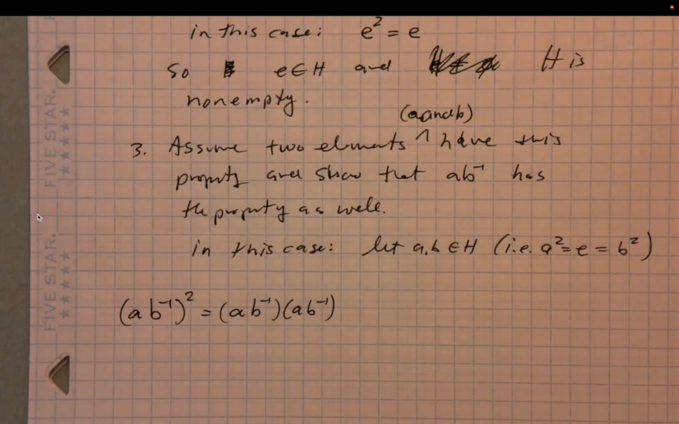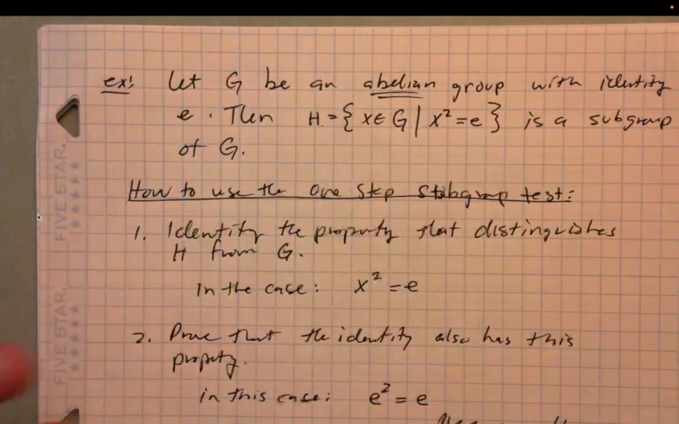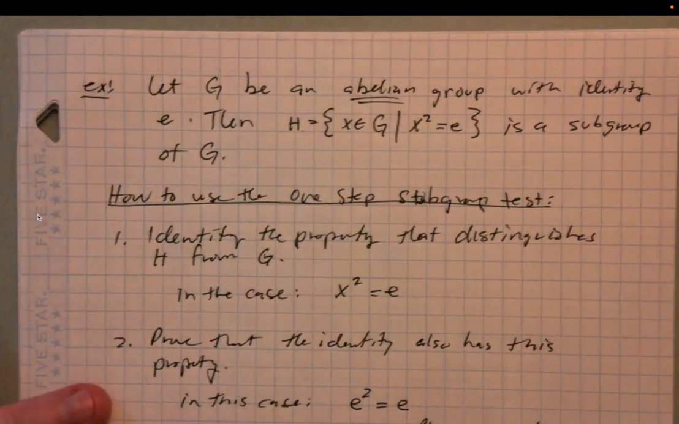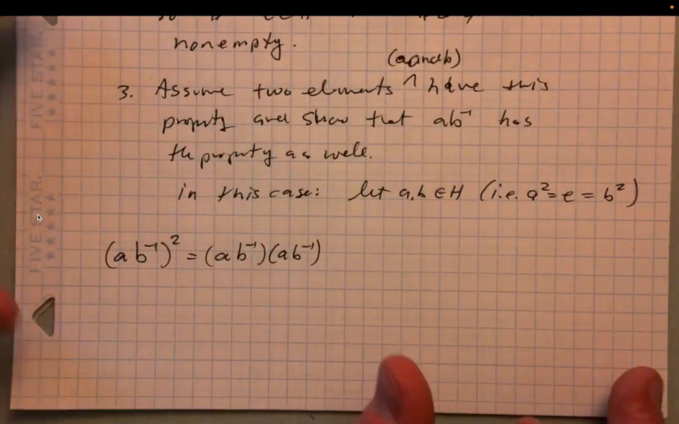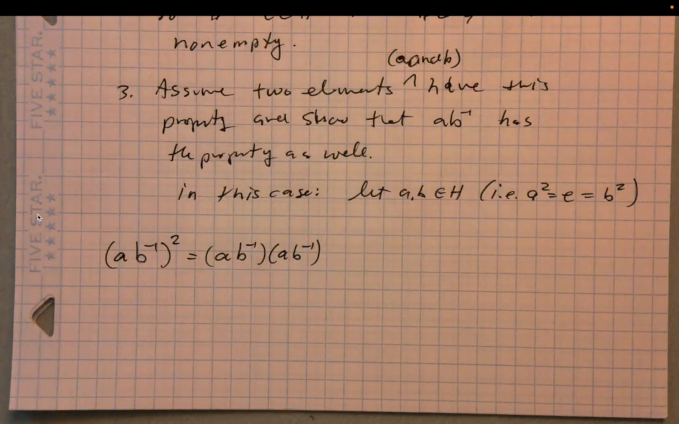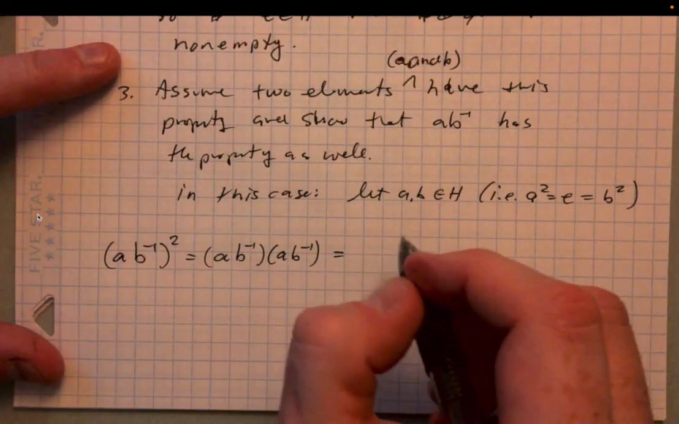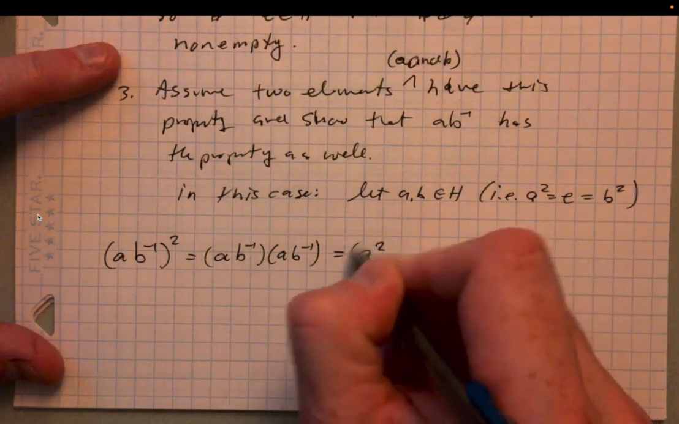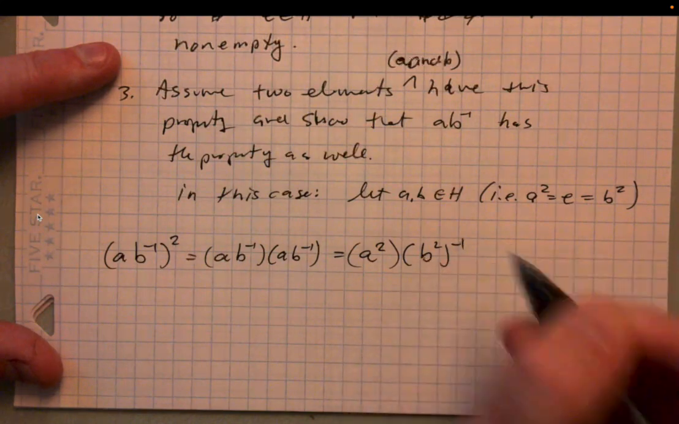Now, it's important that we recall that the group is abelian, which means that every element in the group commutes with every other element in the group. So the A's and the B's and the A inverses and the B inverses all commute. So I can rearrange this to my heart's content and not change the element. In particular, I've got A squared times B squared inverse.